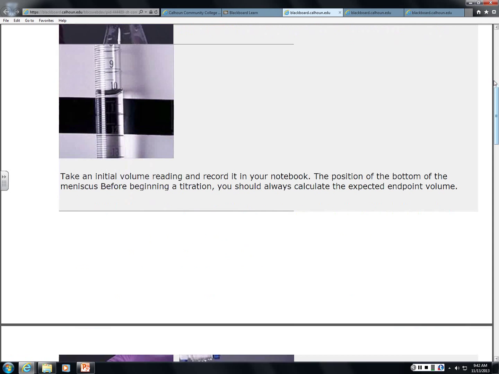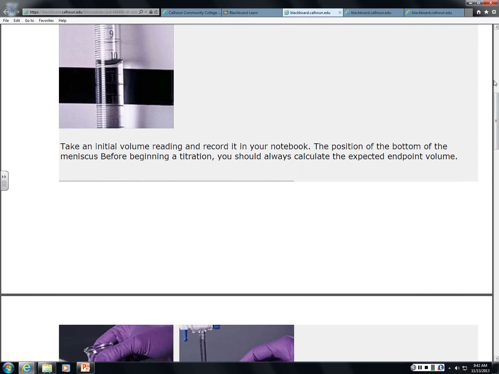Some of you may have used your notebook or whatever. You can get a card with a line on it if you want, but that just helps you read the bottom of the meniscus because it's hard to see sometimes. So we had to take the initial volume reading. We recorded this to 2 decimal places, and we looked at the bottom of the meniscus, and that way we can use the initial and the final volume to find out how much total volume we used.